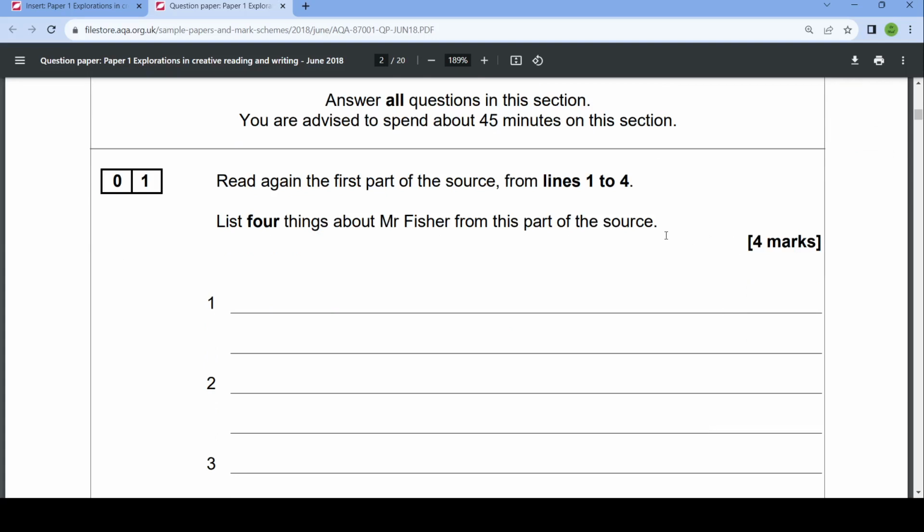The format of the questions is always the same, okay? But obviously, the focus of the question will change. So this bit here will always be the same, but the line numbers may change. It's usually the first few lines, but you just need to read this very carefully and make sure that you are referring to the correct lines. And then it'll always be 4 things about something or other. But obviously, what exactly it's about will depend on the extract and the exam. Okay? So in this case, it's about 4 things about Mr. Fisher.